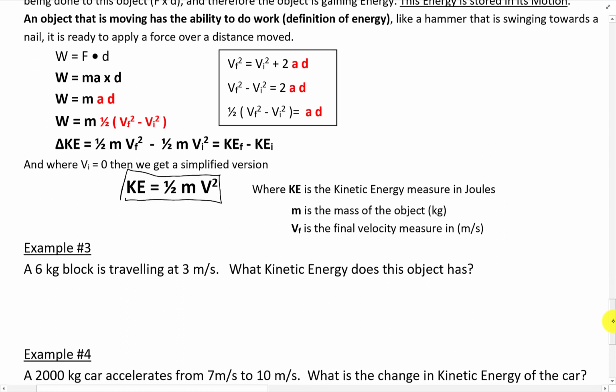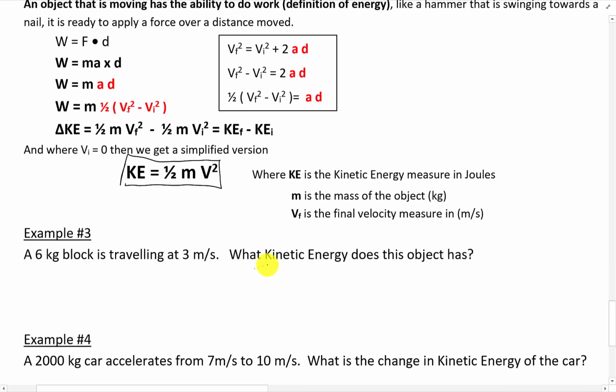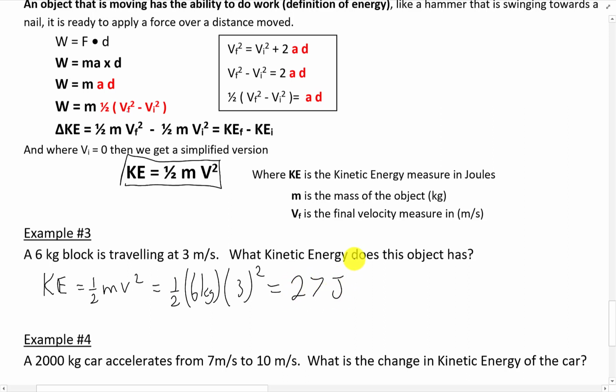So let's just do it. A 6 kilogram block is traveling at 3 meters per second. What is the kinetic energy that this object has? So the kinetic energy is 1/2 mv squared. So it's 1/2 times 6 kilograms, and v squared, 3 squared. So 3 squared is 9, times 6 is 54, times a half is 27 joules. So that's the kinetic energy the object has.